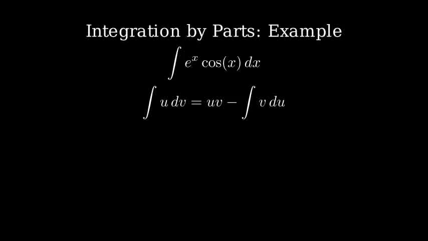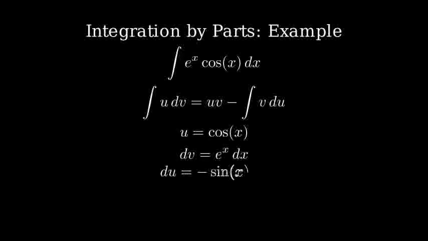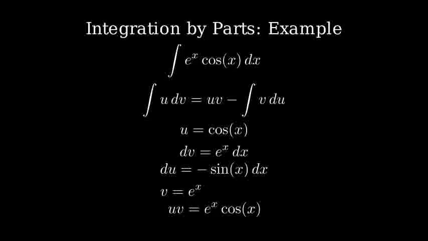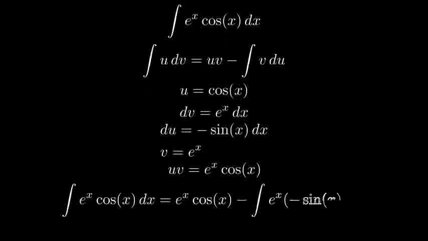For our integral, let's choose u equals cosine of x and dv equals e to the x dx. Thus, du becomes negative sine of x dx, and v becomes e to the x. Let's compute uv, which is e to the x times cosine of x, and substitute into the integration by parts formula. Applying the integration by parts formula, we have the original integral equals uv minus integral v du.